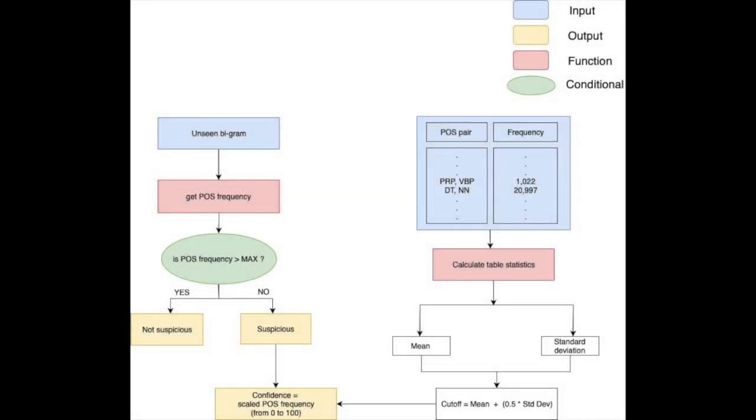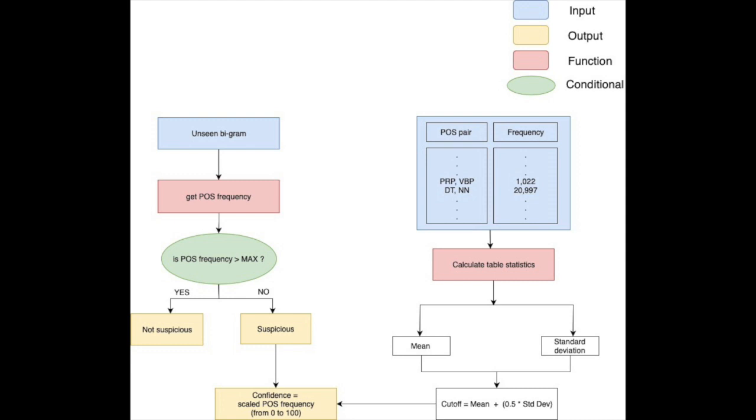To calculate the suspicion level for an unseen bigram, first we look up the frequency of the POS pair in the hash table of the language model. We utilize the distribution of the POS pairs in the language model to calculate the mean frequency and standard deviation. And then we use those estimates to create a cutoff value. The cutoff value is the mean plus half a standard deviation. Note that this calculation needs to be performed only once when initializing the checker.